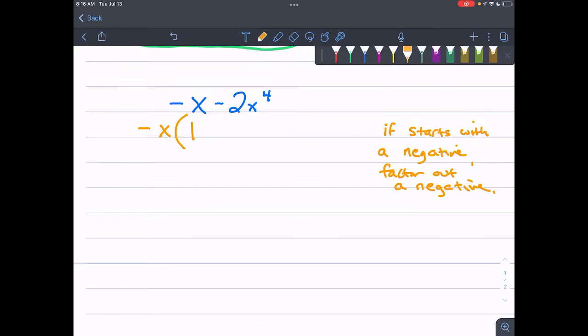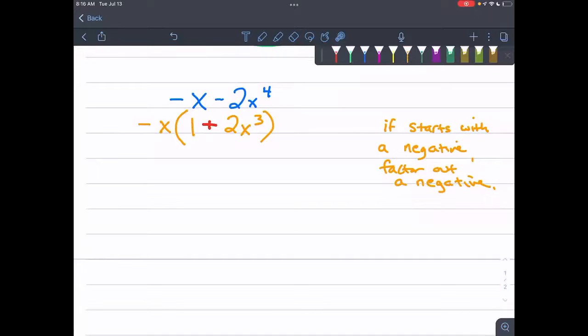And anytime you take out a negative, I'll put this in red since this is probably a common error. If you take a negative out of negative 2, it becomes positive. How many x's do we have left? Okay, and then just in case you were a little unsure, negative x times 1 is negative x. Negative x times positive 2, x to the third, is going to be negative. Negative times a positive, negative 2, and then the x times the x to the third gives you x to the fourth.